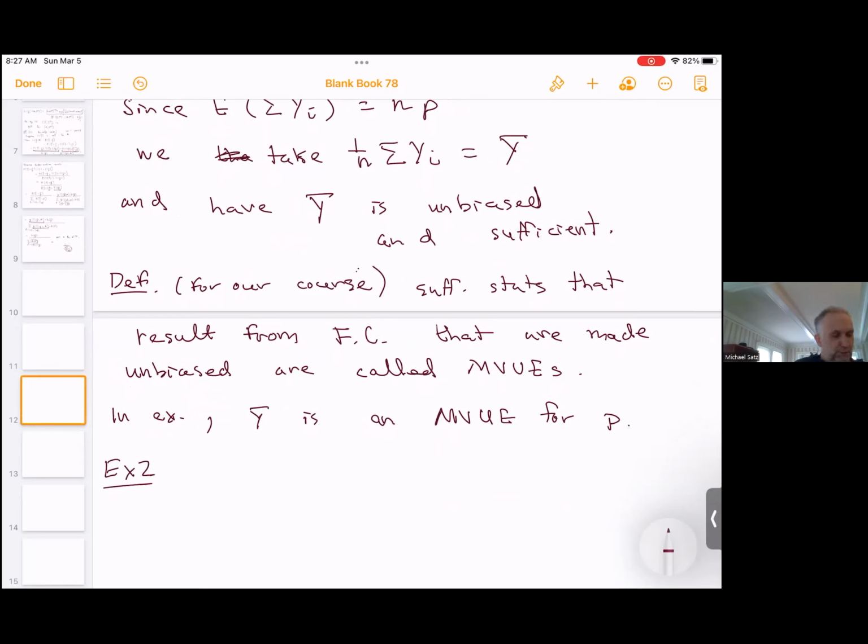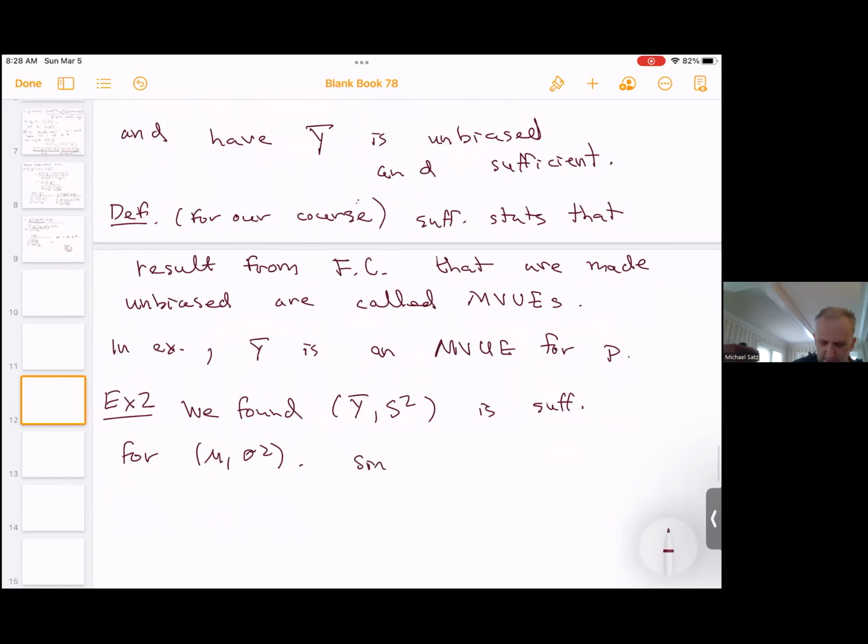Well, here's a real short one. We already found an MVUE vector for the normal case. So we found that (Y bar, S squared) is sufficient for (mu, sigma squared), since it's already unbiased.